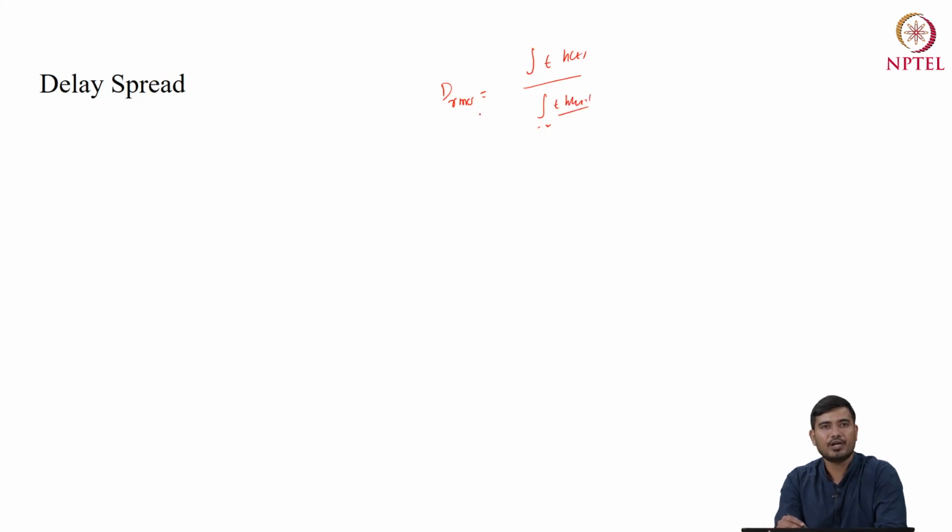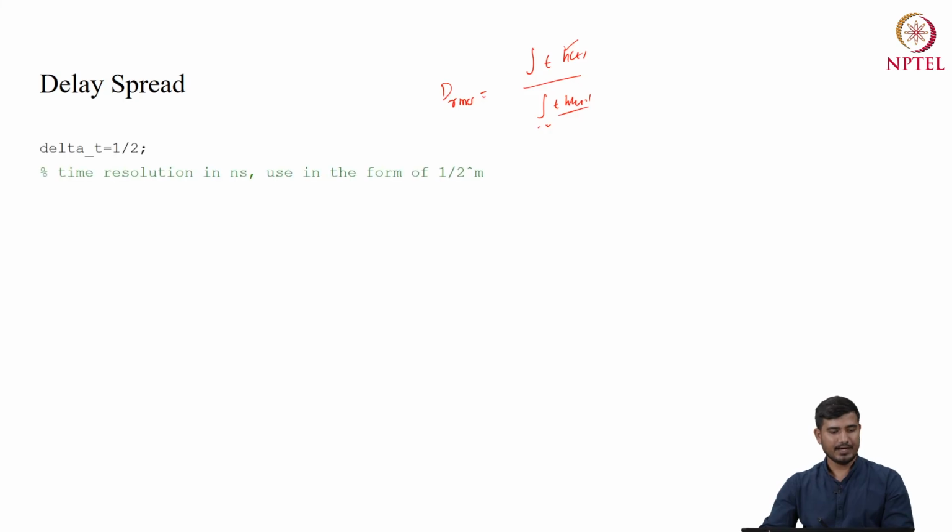So here in order to calculate the RMS delay spread, you are going to require this channel gain, which we have already calculated with the help of line of sight simulation model and the non-line of sight simulation model. So you can use those channel gain values here and plot this delay spread as well. For that, first you need to define this time resolution in nanosecond, because for what time instant you are going to analyze your system, and then based on that you can get the time vector in nanosecond.